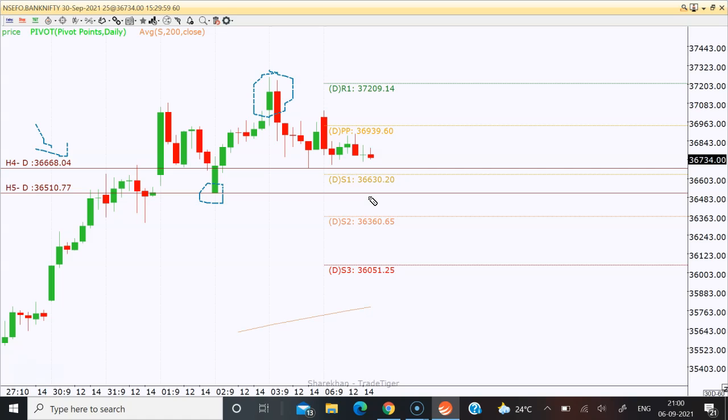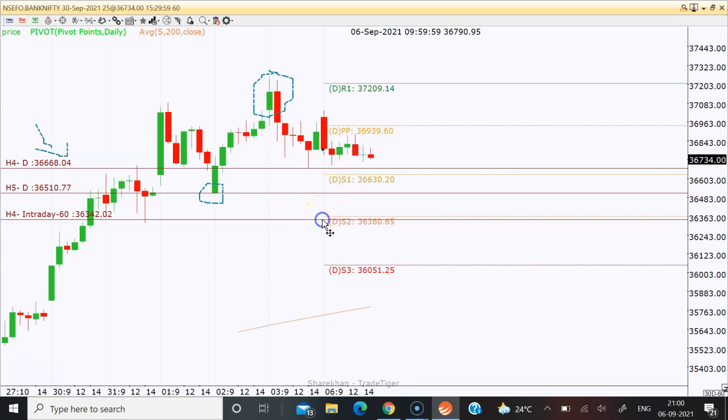Once it takes that off, the next support is 36,510. Till that point we can definitely go for a short, and once it breaks, there is a strong support, another 150 points. So if there is a sell call tomorrow, if it breaks Friday's low, last week's Friday's low, tomorrow morning, we have an initial 150 points, and if the next support 36,510 is taken, we have another 150 points in our hand.